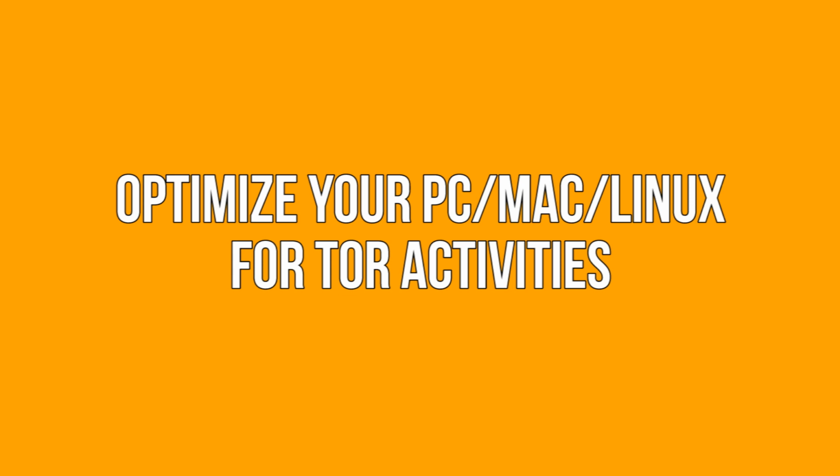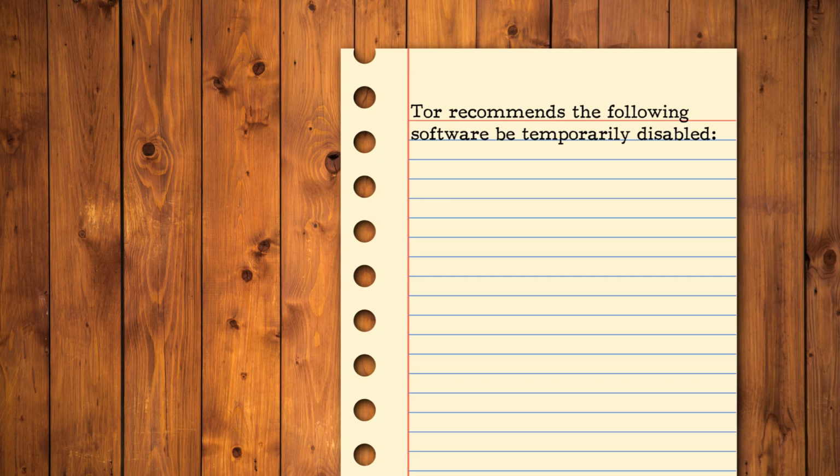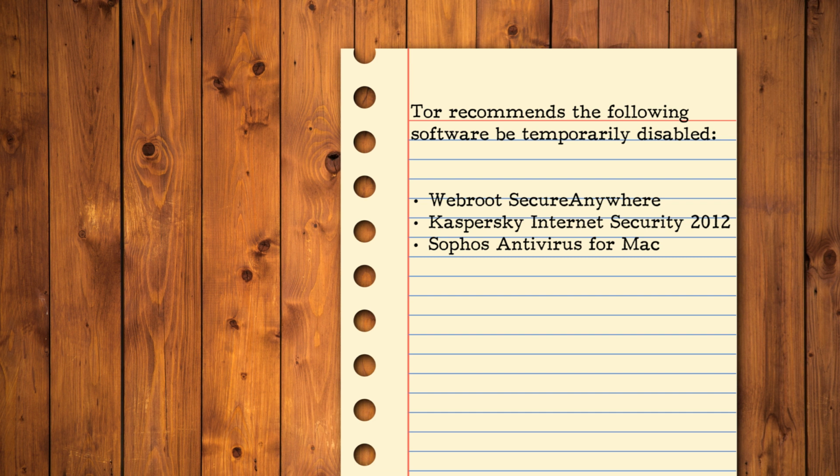Optimize your PC, Mac, or Linux for Tor activities. To ensure that speed issues are minimal, you need to ensure that your system clock and time zone are set correctly. Tor recommends that the following software be temporarily disabled as they've been known to interfere with browsing: Webroot Secure Anywhere, Kaspersky Internet Security 2012, Sophos Antivirus for Mac, and Microsoft Security Essentials.